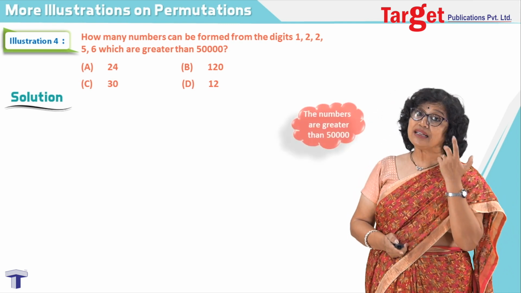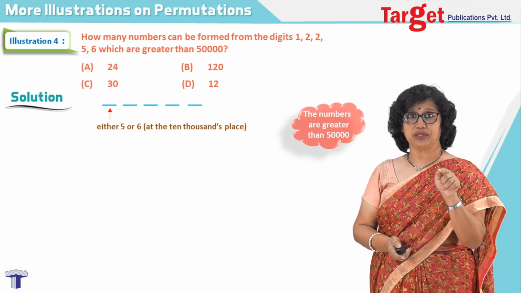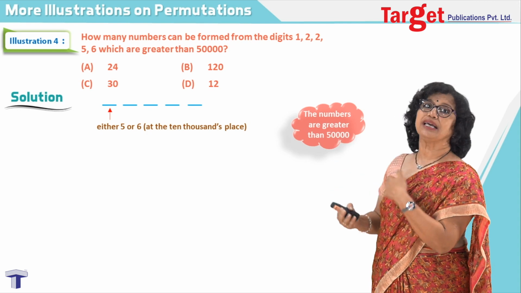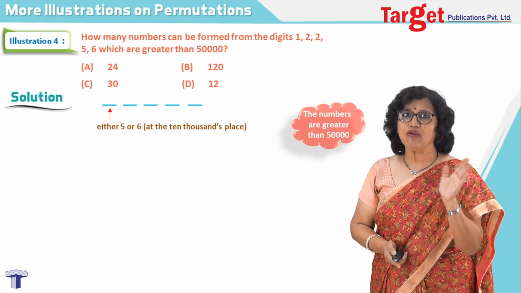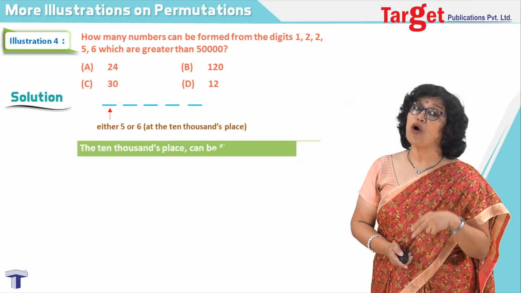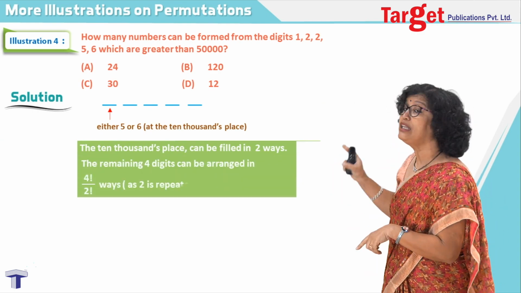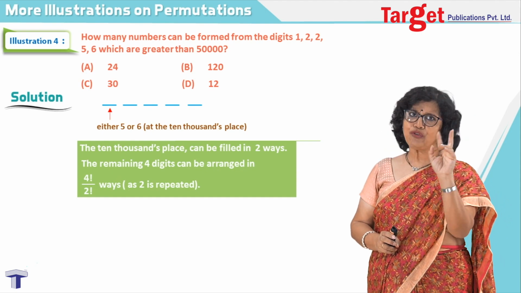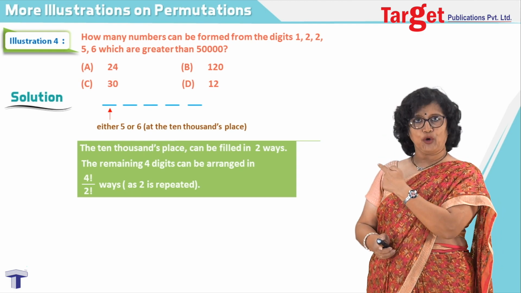Greater than 50,000 means there is some restriction in the place of 10,000. First place, I have shown there 5 places. The leftmost is that 10,000 place. It can be filled only by 5 or 6. So only 2 options are there for the first place, right? And what about the remaining places? The remaining places would now be filled by 1, 2, 2 and one of those 5 or 6, whichever is the left out one. So now we have 4 digits for the next 4 places.